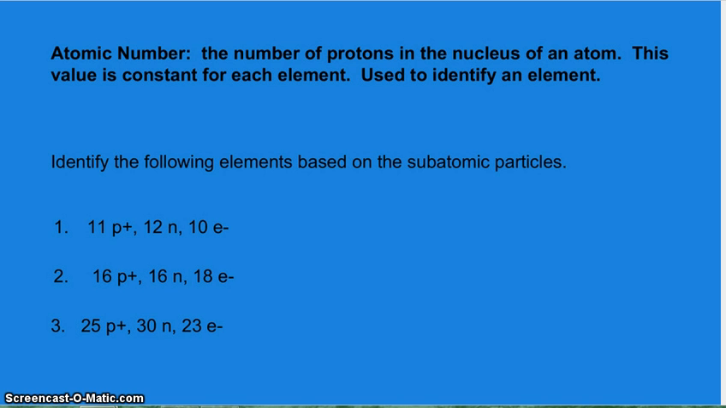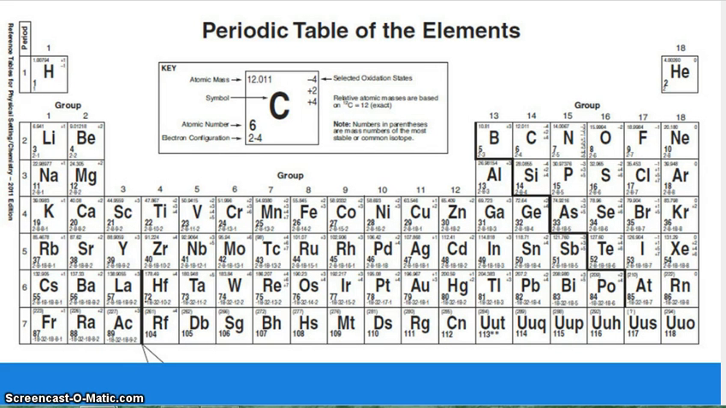Okay, so we actually use the periodic table to help us out with this. So we have some examples down here. For number 1, we have an element that has 11 protons, our p+, 12 neutrons, and 10 electrons. So if we wanted to identify it or figure out its atomic number, we would only look at the protons.